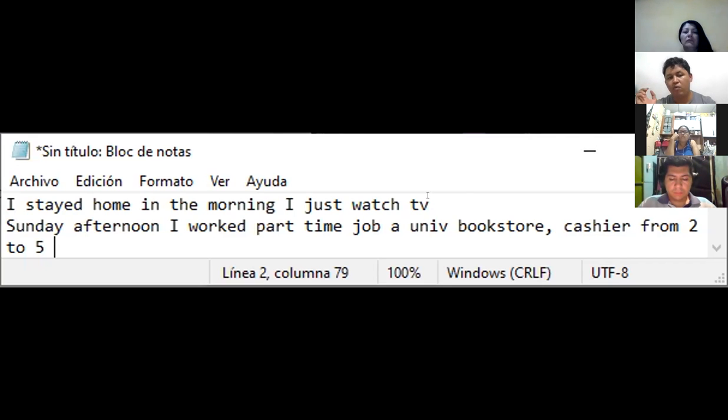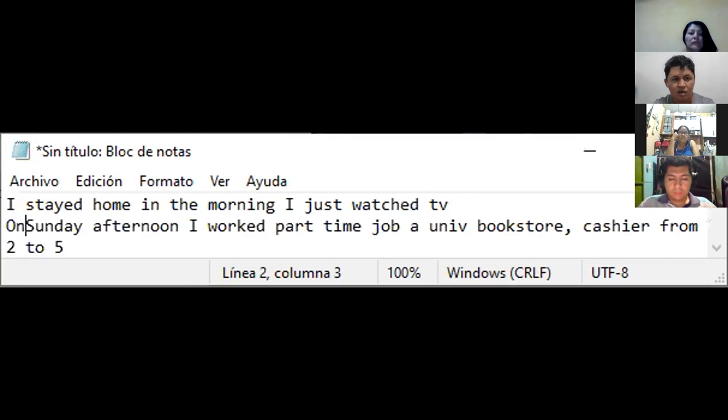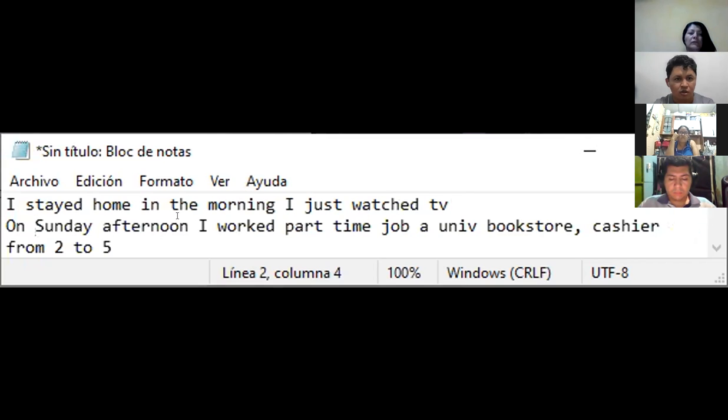And then if you were to report this as he or she, in third person, you would have to say, Meg stayed home in the morning and just watched TV. If you like, let's practice, with your microphone off. And just watched TV on Sunday afternoon. If you want to make it a paragraph with punctuation: on Sunday afternoon, she worked a part-time job at a university bookstore as a cashier.